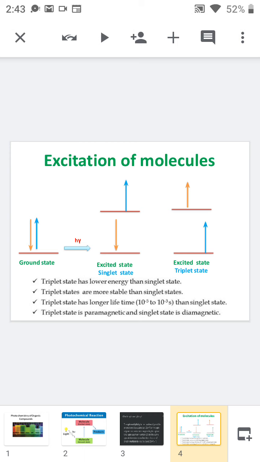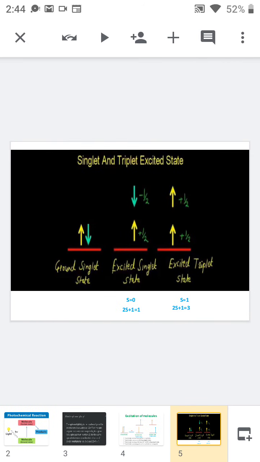Okay, now the triplet state has a longer lifetime because it has lower energy, and the lifetime is in the order of 10 to the power minus 5 to 10 to the power minus 3 seconds, longer than the singlet state. So in the triplet state, there is a longer time for doing the chemical reaction, and the triplet state is paramagnetic and the singlet state is diamagnetic in nature. So while we are comparing the singlet and triplet states, in the ground state both the electrons are in the paired state.